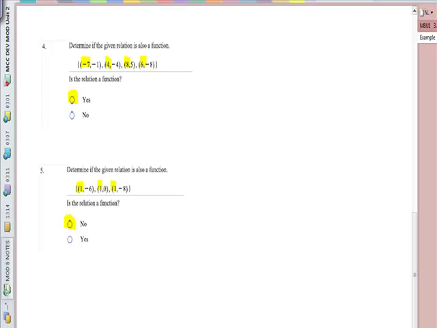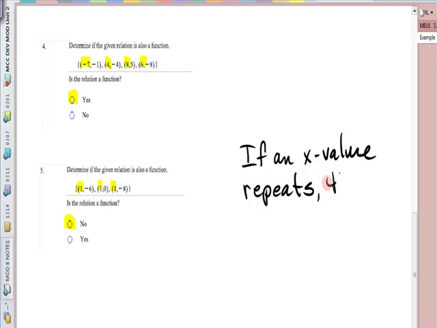So really what you could think about is when you're looking at a list of ordered pairs, if an x value repeats, the relation is not a function.